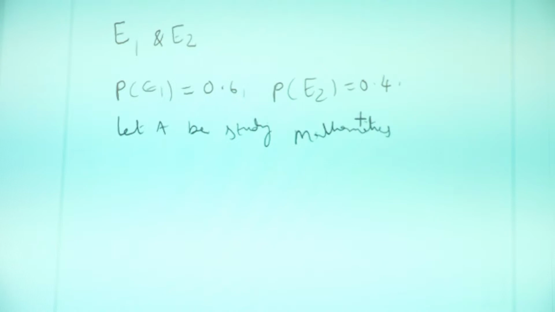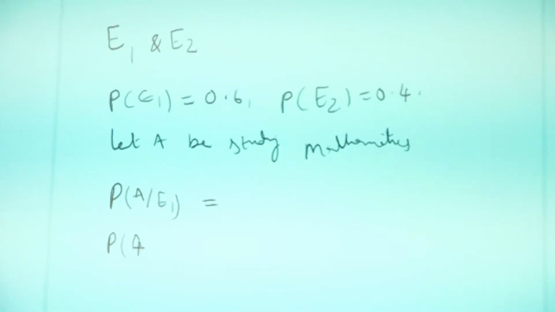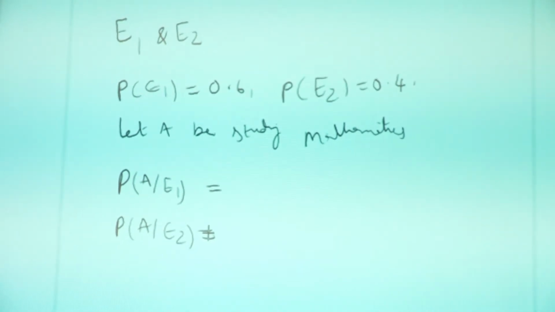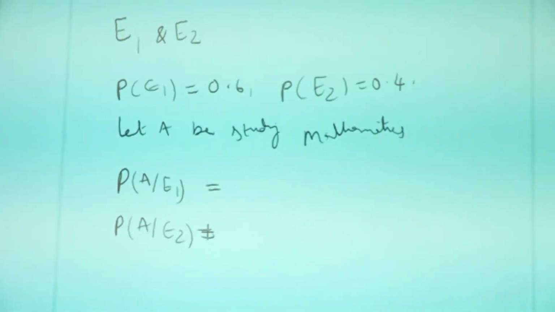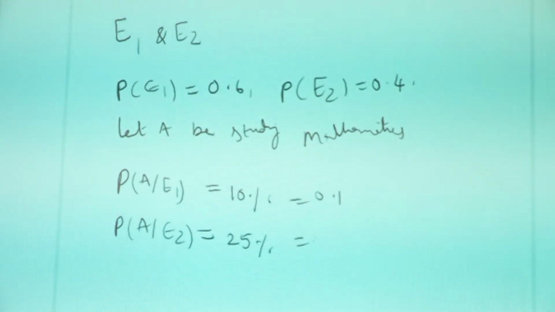So P of A given E1, P of A given E2. P of A given E1 is nothing but a girl studying mathematics, or mathematics being studied by a girl. So what is P of A given E1? It is 10%. P of A given E2 is 25%. This is 0.1, this is 0.25.